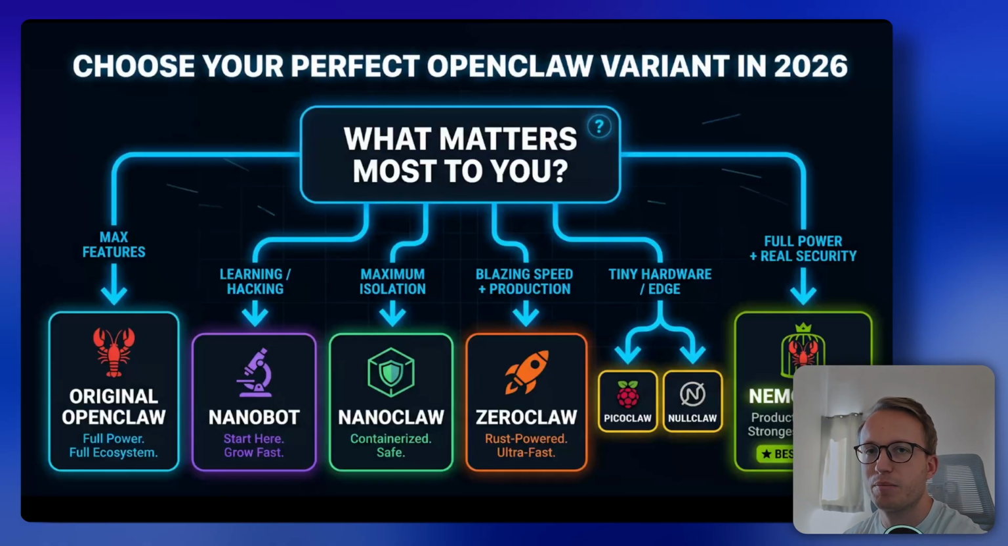So if you want the max power, then choose the original. Do you want to use this for learning or hacking? Then use NanoBot. Do you care about security first? Then you can pick NanoClaw. For production performance, ZeroClaw, and if you want to run this on tiny hardware, then Pico or NullClaw. But there's another variant now, and if you want to have the full OpenClaw power but also safely, then I think NemoClaw is one of the strongest choices.